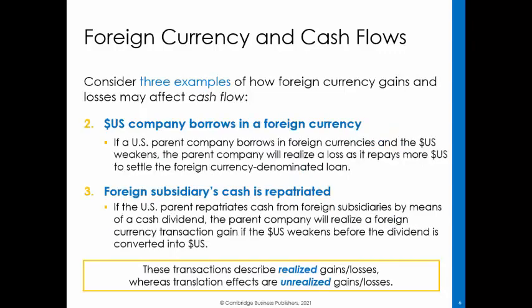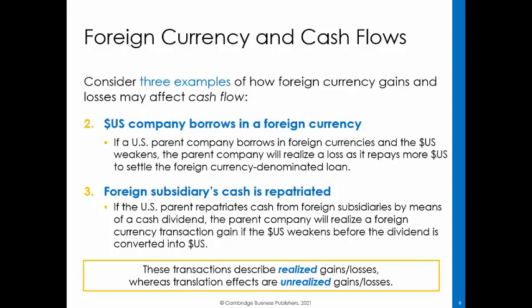Another situation can involve a U.S. parent company borrowing money that is denominated in a foreign currency. If the U.S. company borrows in a foreign currency and the U.S. dollar weakens in relation to that currency, the U.S. company will experience a foreign currency loss because it will need more U.S. dollars to acquire the foreign currency to settle the debt.